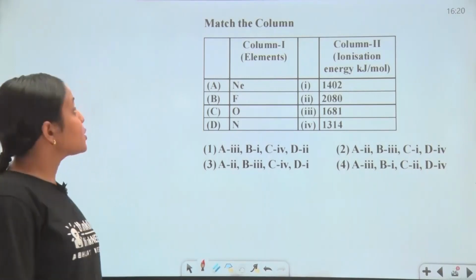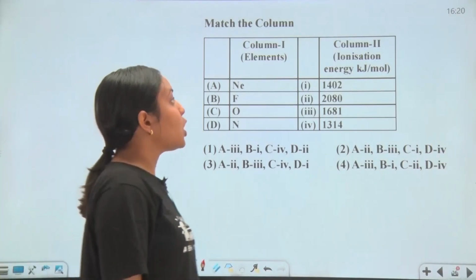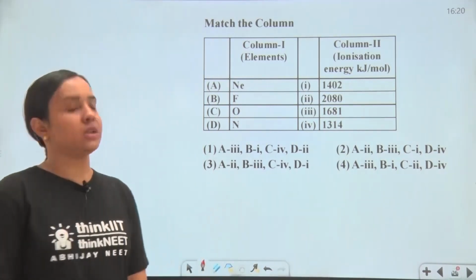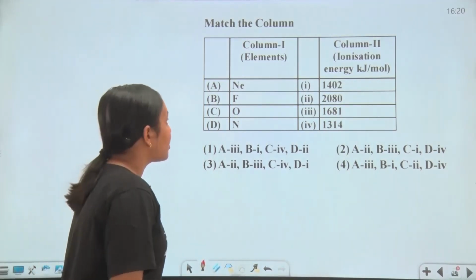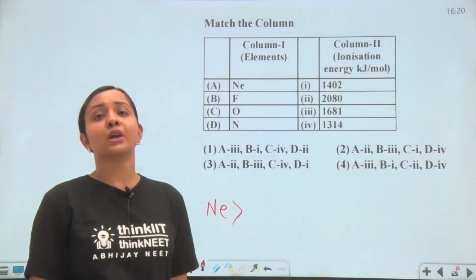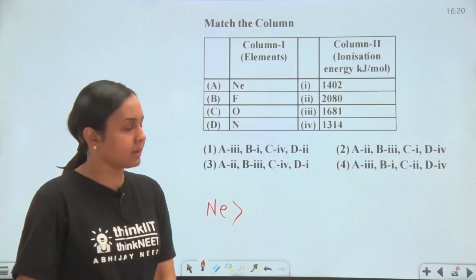Hello dear students, our next question is to match the first column with the second column. The first column gives elements and the second column gives ionization energy, right? Neon has the highest ionization energy because it is an inert gas, so its electron will not be removed very easily, right?